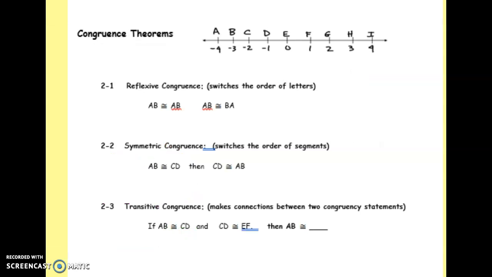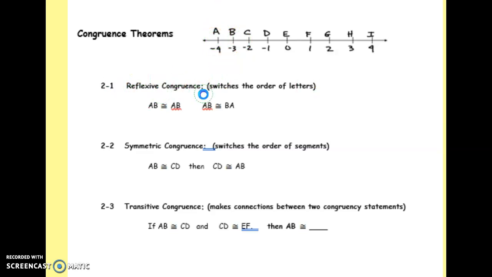All right, so let's take a look at some congruence theorems. Now the word theorem, it's fancy, right? It's just referring to rules of congruency. And some of these we sort of talked about in a discrete way when we were labeling congruent segments, but the reflexive congruence, this very first theorem or rule, just says you can switch the order of the letters and it is still the same. So again, AB is congruent to AB, or you could write it AB is congruent to BA. So again, just saying that this segment here can be written as AB, or it can be written as BA. Reflexive just means you're switching the order of the letters.